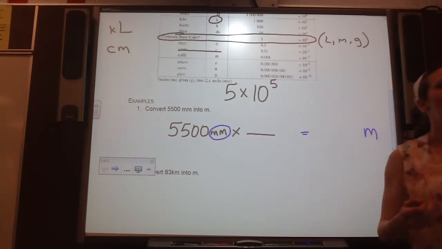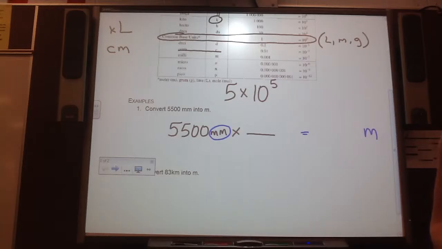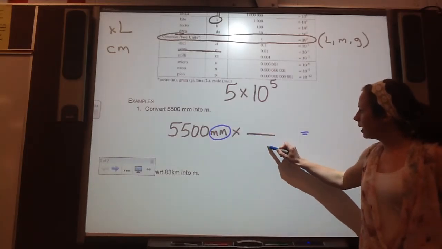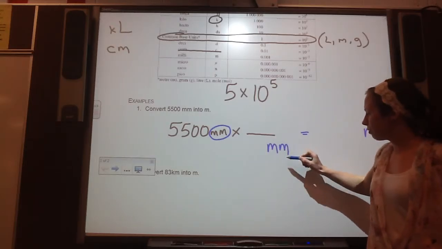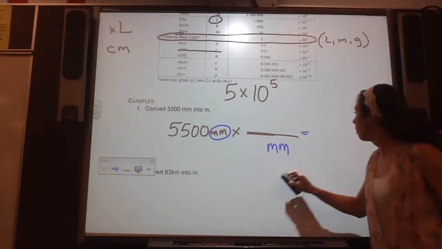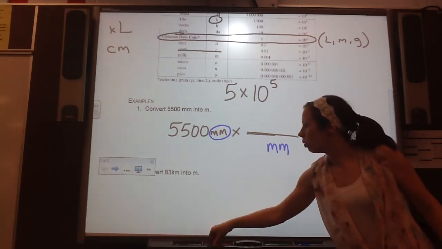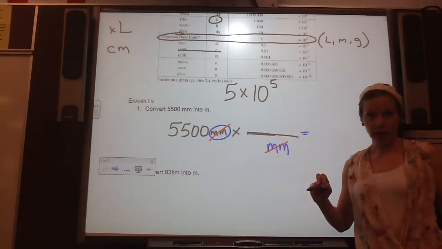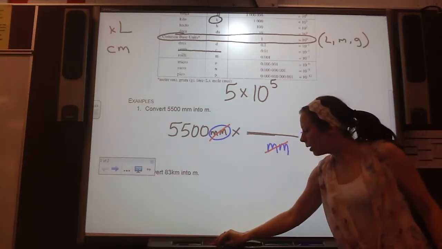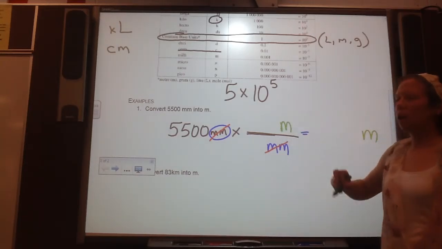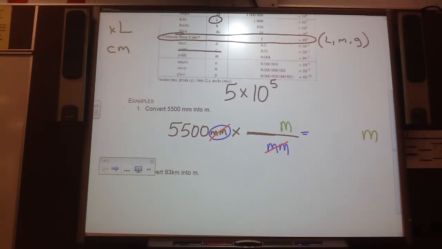So how do you cancel something out if you're multiplying? The millimeters need to be on the bottom of the fraction. If my millimeters are on the bottom of a fraction, watch this, they cancel out. You agree? If I want to end up with meters, my meters have to be on the top of the fraction. It has to be what's left over as the unit.